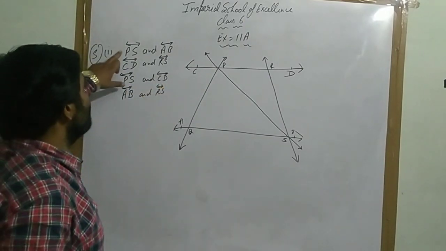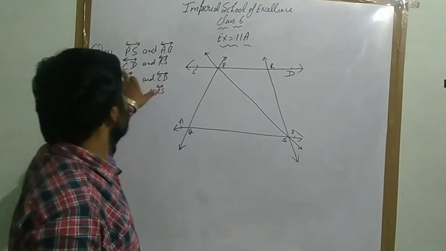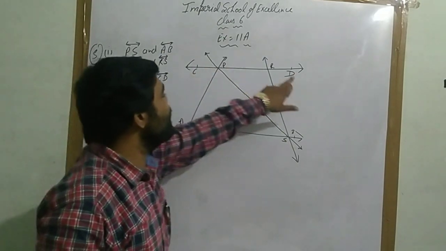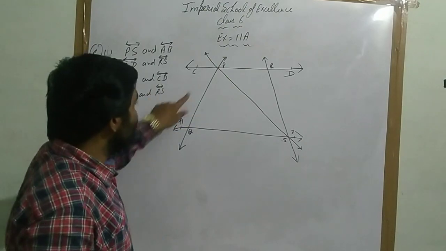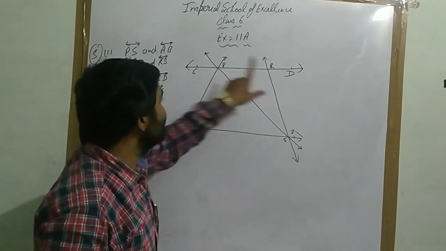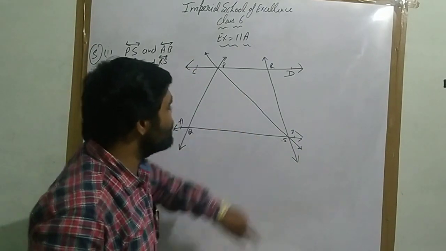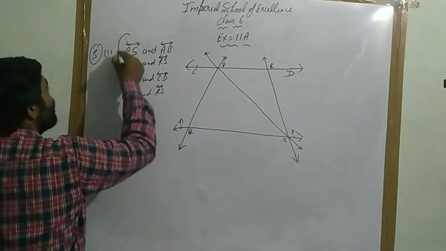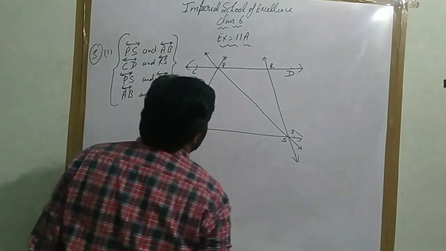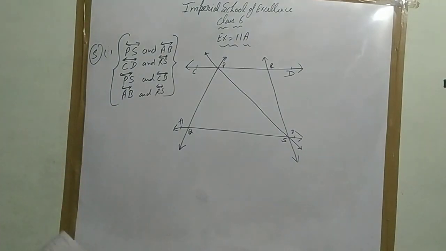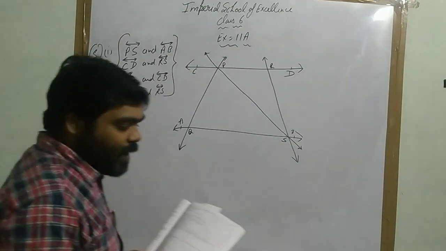See, first is PS and AB. Second is CD and RS. After that PS and CD. Then AB and RS. These are the 4 pairs of intersecting lines. You can see the lines are intersecting one another, so these all are 4 pairs of intersecting lines.